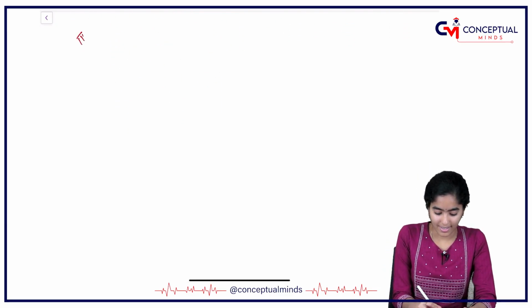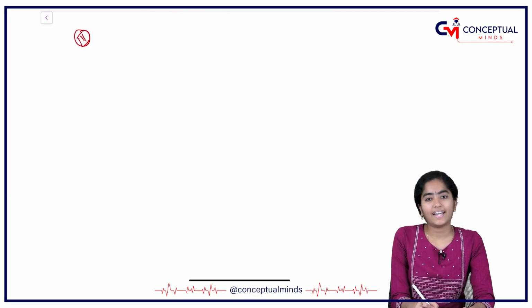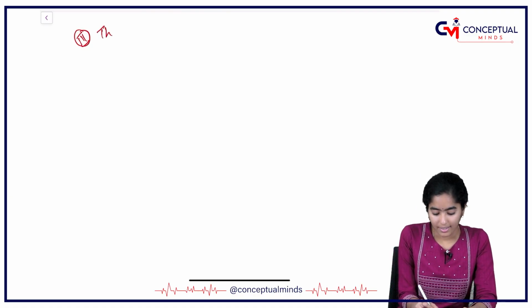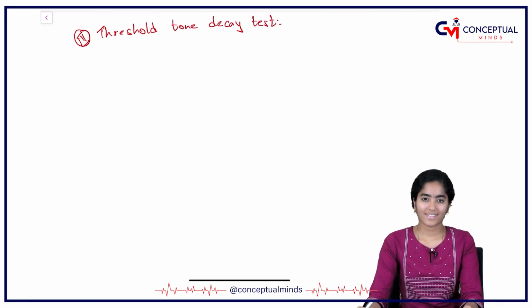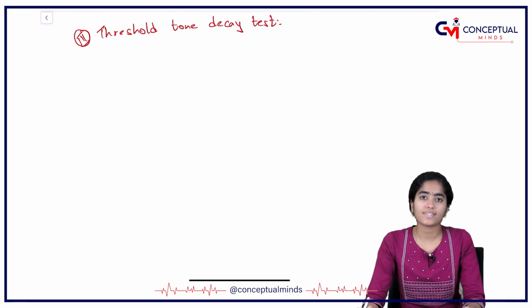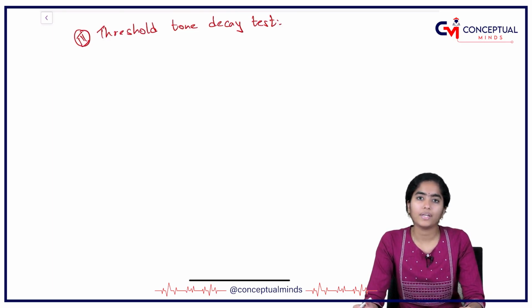The next test is the Tone Decay Test. It is called the Threshold Tone Decay Test. The concept of this test is that it measures nerve fatigue. Normally, we can hear the same intensity, same tone sound for a period of 60 seconds. But in nerve fatigue, the person will stop hearing it earlier. Even in less than 60 seconds, the person will stop hearing it.